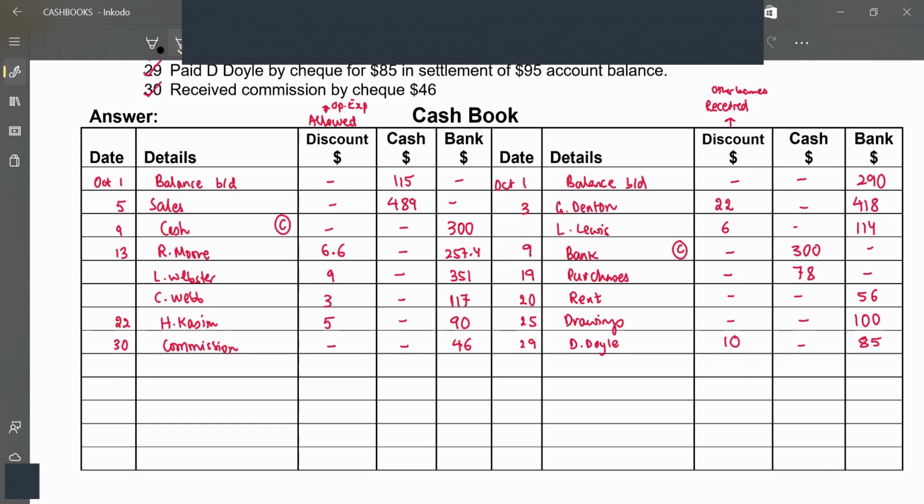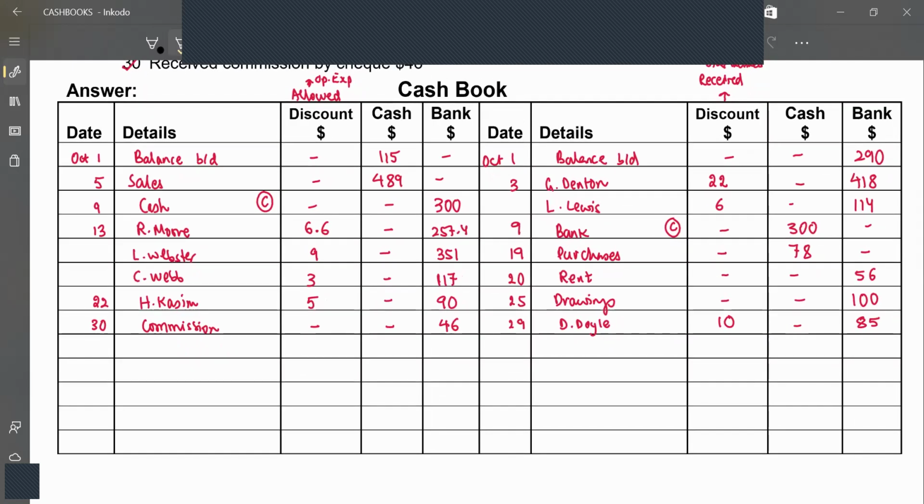Now comes the most important part. It's the balancing. So I'll give you some steps. You follow those steps forever. Okay. So leave two lines after the last transaction, first of all, and total all of the columns.